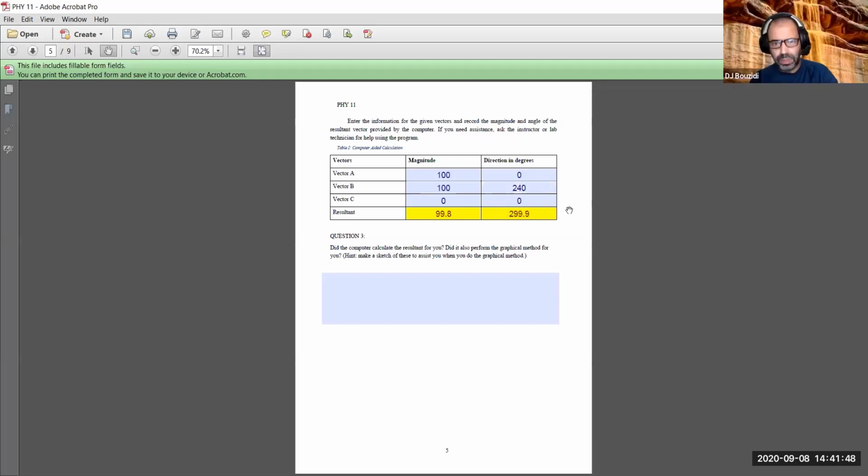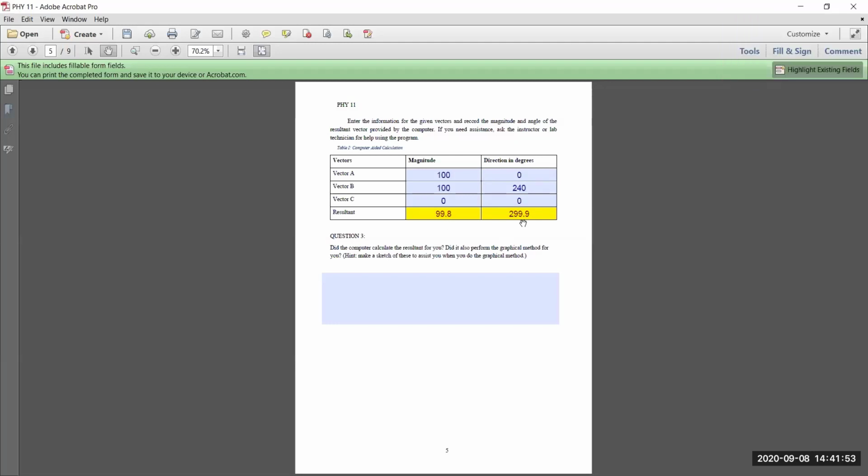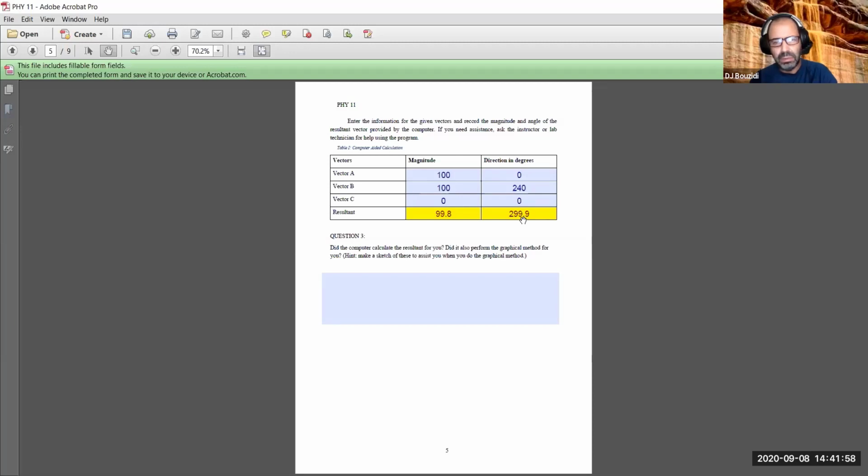240. Yes. So this is giving me 99.8, which is 100, and 299 or 300 degrees. Do I believe that? I guess. Maybe. 99.8, well, I don't know. It looks right, but this is 300 definitely. Okay, so it is what it is. 240 degrees is almost... Wow, I don't know. I'm kind of confused. Let me get the Excel spreadsheet to confirm that.